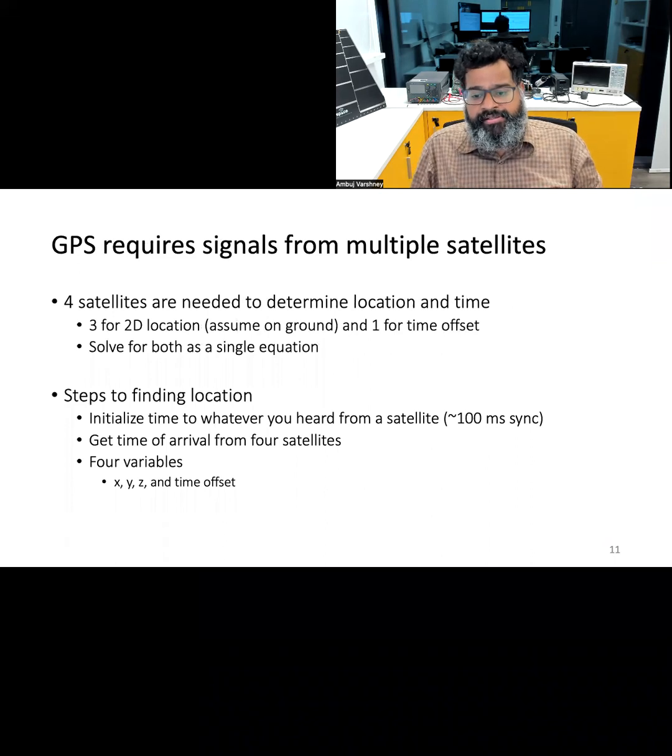To estimate the distance using the GPS signal, we need to know at least 4 different satellites. 3 are required for us to estimate the 2D location, and 1 is required to estimate the time offset. You use all this information to solve an equation that helps estimate the location and the distance. So how do you estimate this distance more precisely? We initialize the time to when you first hear from the satellite and estimate the time of arrival from the 4 satellites. Now you have 4 variables and 4 equations, and then we solve them to estimate the location.